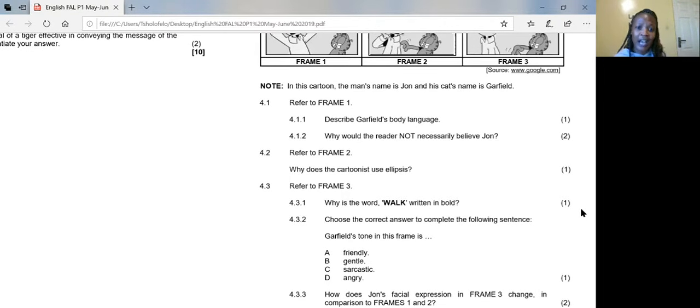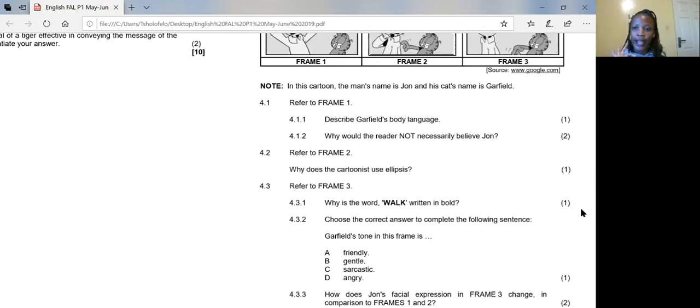Now, the question is, out of the 4 options that we have, is he friendly? Is he gentle? Is he sarcastic? Is he angry? I'm going to get right into it. The correct answer will be that he is sarcastic. And I'm going to explain what sarcasm is because that concept is so important. The words sarcastic and sarcasm are very closely related to irony. I want to explain them to you, especially grade 12s. You're still going to apply them again when you get to your literature, because in literature, that's where you get asked about sarcasm or irony, in paper 2. So I'm actually killing 2 birds with 1 stone here.